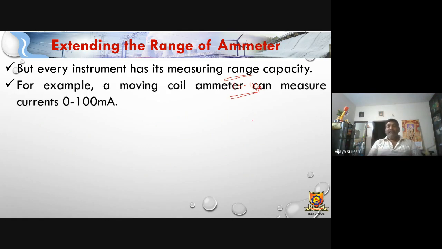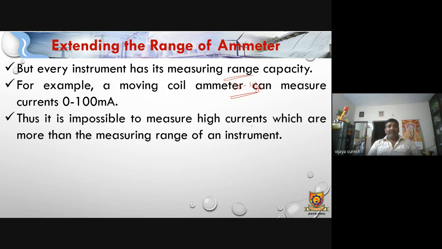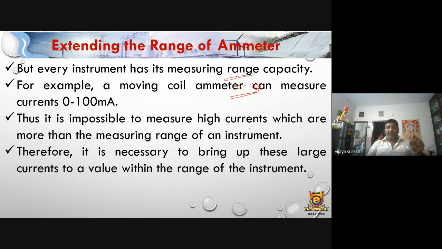For example, here a 0 to 100 milliamps meter has been taken. Now if you are getting more current than that, it is impossible to measure the higher currents which are more than the measuring range of the ammeter. Of course, if it is a 10 amps meter, then we can measure up to 10 amps. It is difficult to measure beyond 10 amps. Therefore, it is necessary to bring these large currents to a value within the range of the instruments.